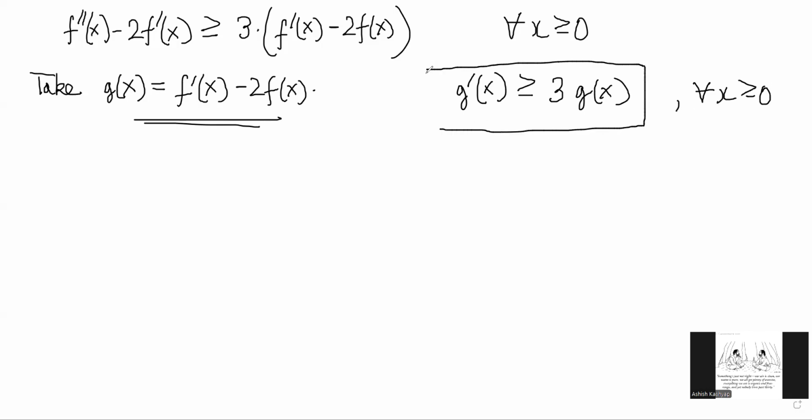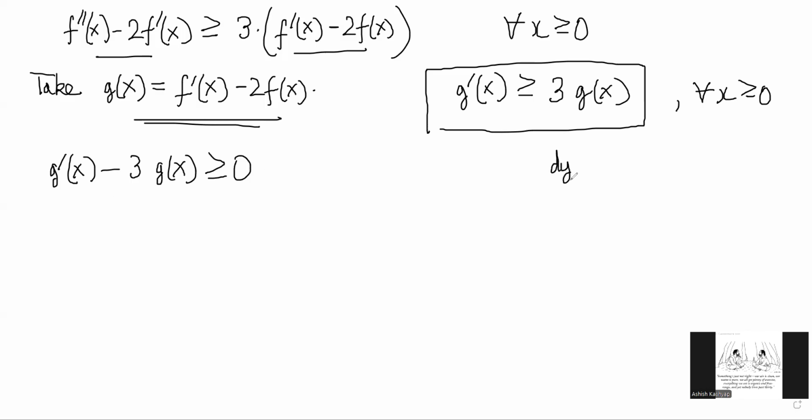I hope you have understood so far. We have just called this g, and this is my g dash x. So now this can be represented like this: g dash x minus 3 times g of x is greater than or equal to 0. Now this is a standard linear differential equation. You can see this is the form of linear differential equations.